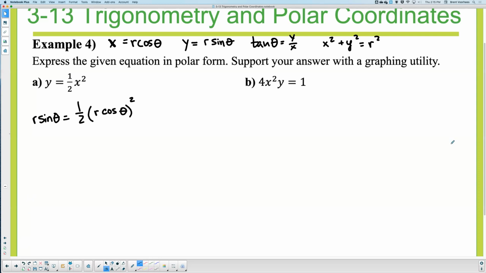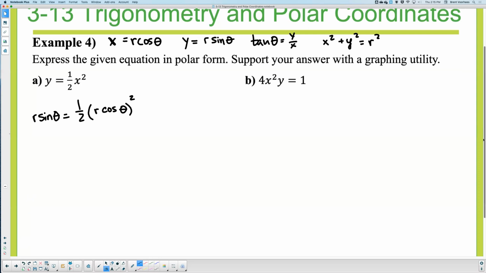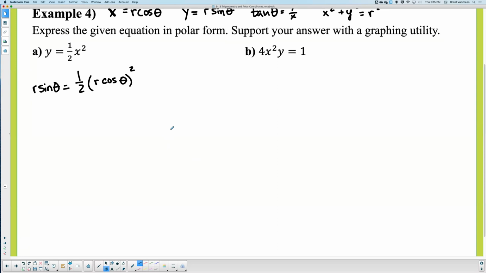Now the goal in polar equations is to solve for r. So we have to get r by itself. Here's how I do that. First, I'm going to multiply. According to PEMDAS, I need to do the square first, which is just multiplication. I need to multiply all of this out. So I will have r sine theta equals 1/2 times r cos times r cos.